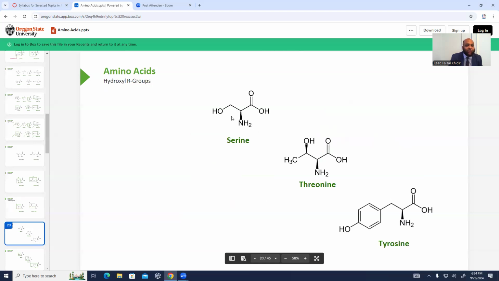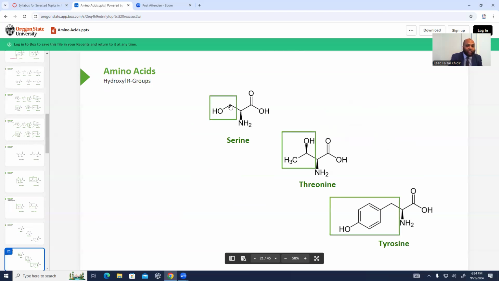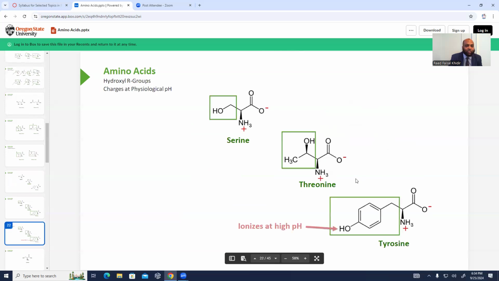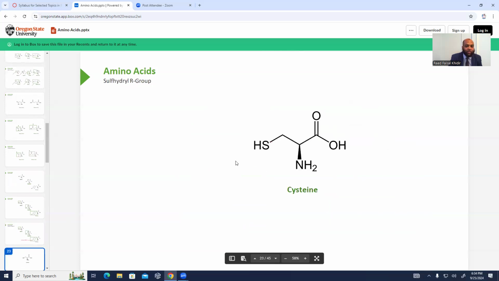Look at serine. You see serine has an OH. Threonine has an OH. So that tells you at physiological pH, that O is going to be minus, and that N is going to be plus, and that OH is going to have an extra minus charge. They ionize at high pH.